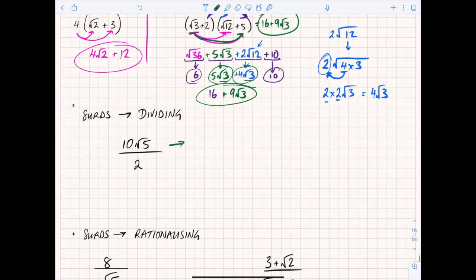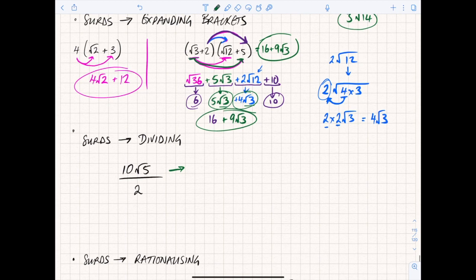Okay, last couple of bits on surds. We're going to talk about dividing, and then we'll go on to rationalising. So with dividing, you need to think about it a little bit like this. If it was 10x over 2, your answer would become 5x, right? It's because you just do 10 divided by 2. The answer to this is exactly the same as that concept. So 10 root 5 divided by 2, you're just doing 10 divided by 2, which is 5. And then you do not simplify the root 5. So it stays as root 5.